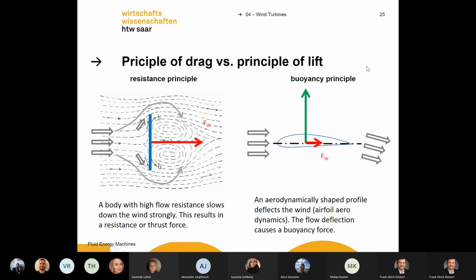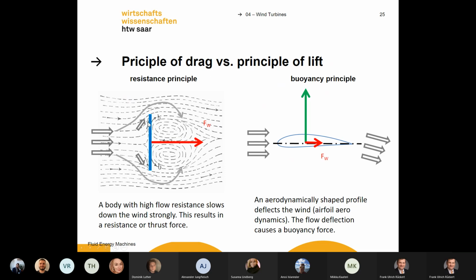Let's look at the principles of drag and lift and how the windmills work. And again, a small hint from my side. Remember the exam. This was also a question in the exam. You can't put this on your formula sheet, but you have to understand it somehow. But I think if I explain it once or twice and you know how it works, you should be able to remember it somehow.